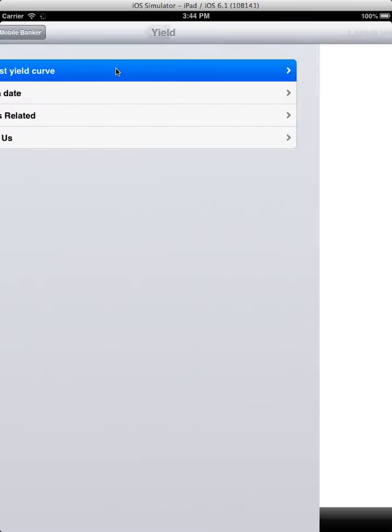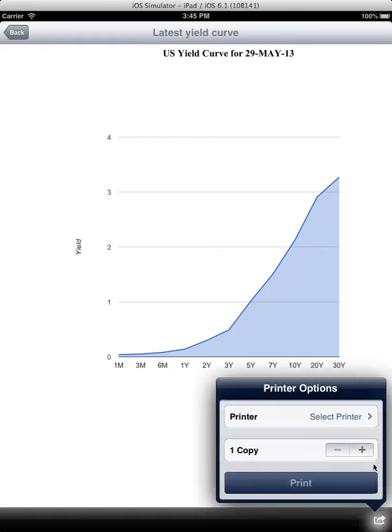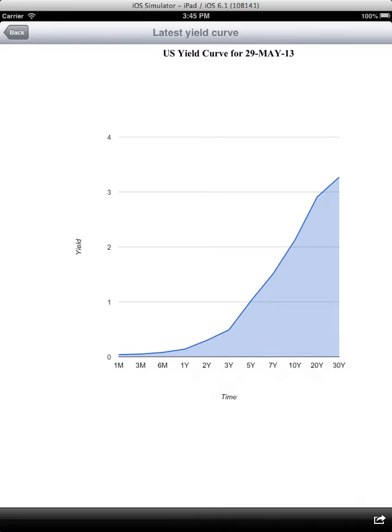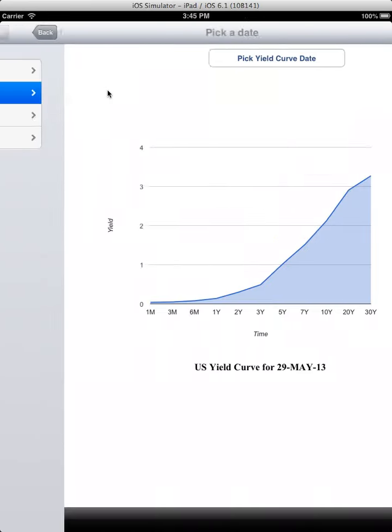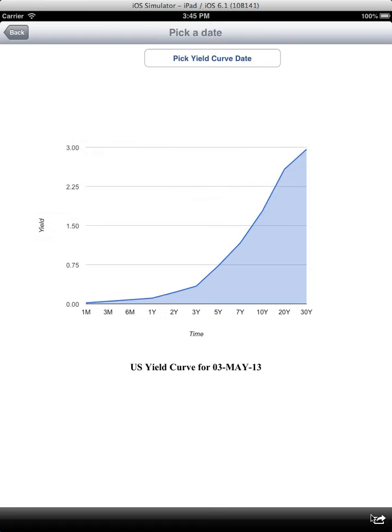So the latest yield curve. Here you can see the yield curve up to 30 years, and you can print the yield curve if you like. Similarly, you can pick a date and select the yield curve for that particular date, and similarly you can also print the yield curve.